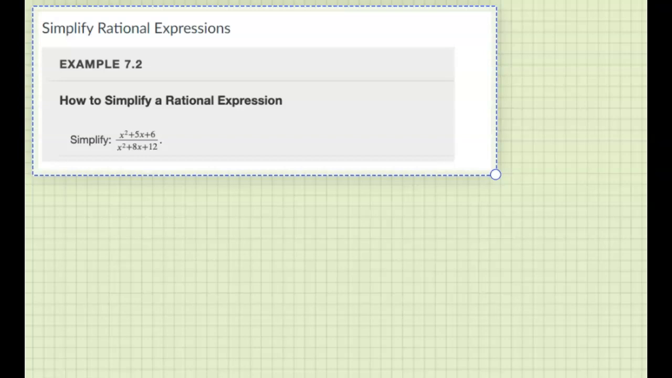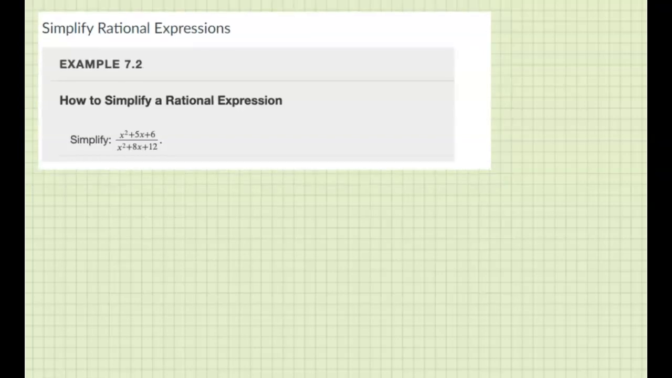All right, so in this example, we're asked to simplify this rational expression. To simplify, basically you need to factor and then cancel out common factors. You'll notice this chapter is basically all about factoring. Whenever it's asking you to do something, you're going to factor and then go from there. So we're going to factor both the top and the bottom.